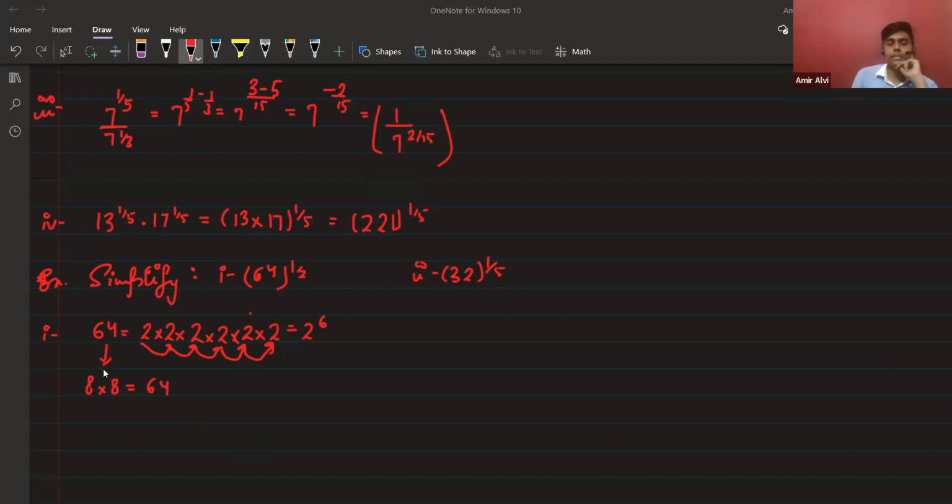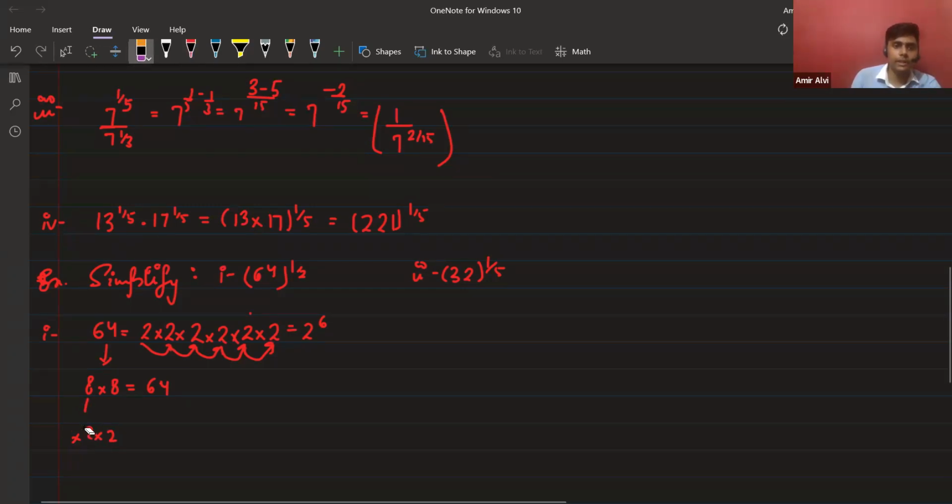So Simrat, tell me, 64 can be written as 8 into 8, yes or no? Yes. So now, how will you write 8? Can you write 8 as 2 into 2 into 2? 2 times 2 is 4, 4 times 2 is 8. Yes or no? Yes. Or you can write it in one word.